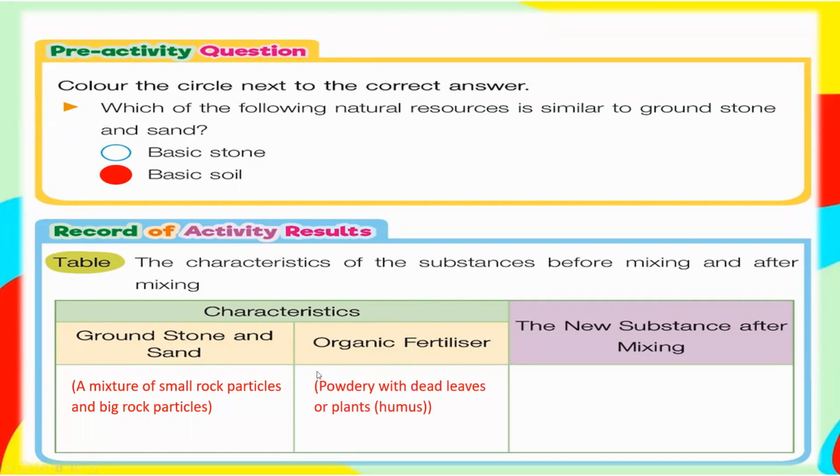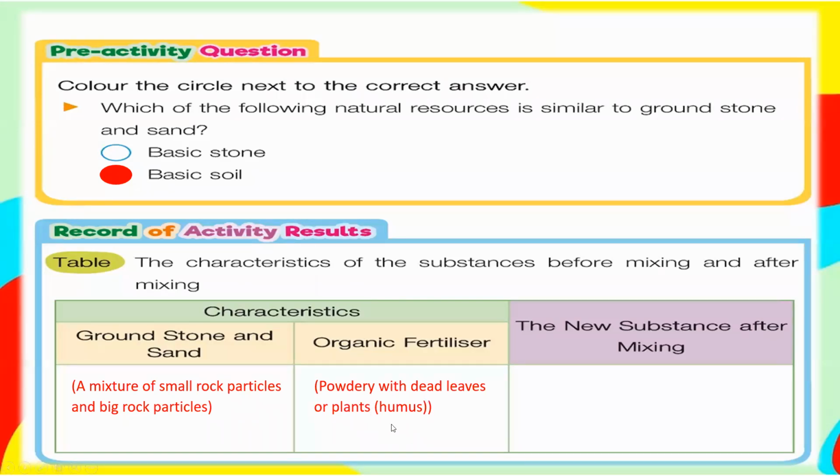Now, organic fertilizer. The organic fertilizer is actually powdery, with dead leaves or plants, which you can call humus as well. All right. So humus, what is humus actually? Humus is the organic component of soil formed by the decomposition of leaves and other plant material by soil microorganisms. So this is what we call humus.